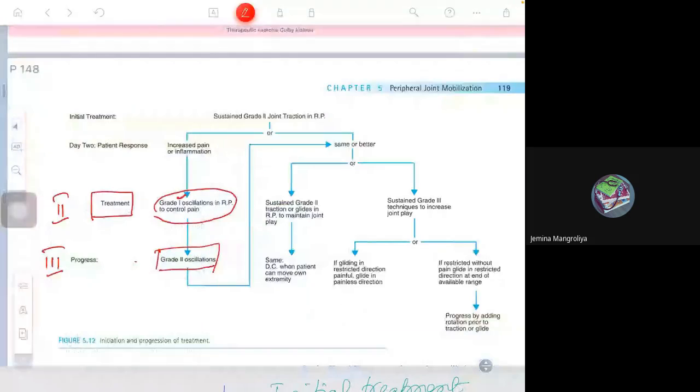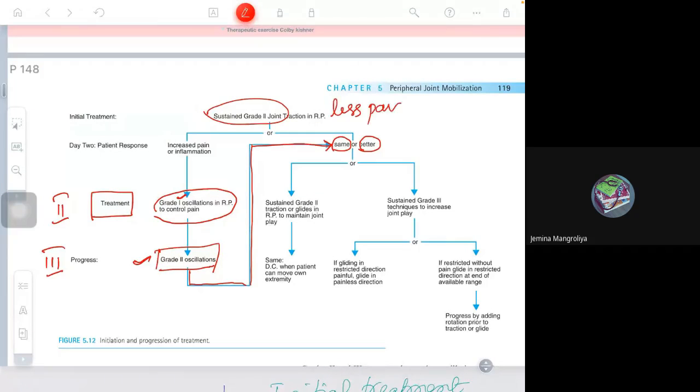After giving grade 2 oscillations, the pain will reduce. The pain will be either the same or better. That is, the patient came with less pain. Yes, he came with pain, he came with less pain.